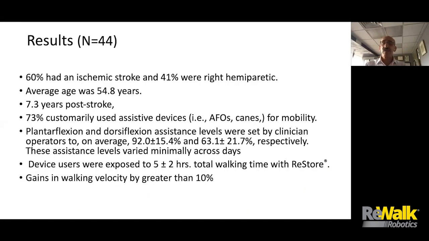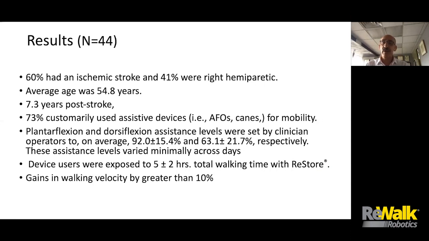So in this study, we actually looked at 44 subjects. This was a multi-center trial. 60% of these patients had an ischemic stroke. 41% of them were right hemiparetic. The average age for this group was 54.8 years, and they were about 7 years post-stroke, so a long post-stroke time.